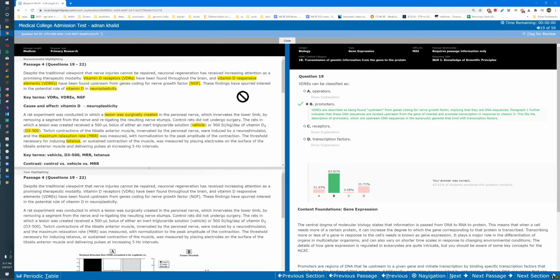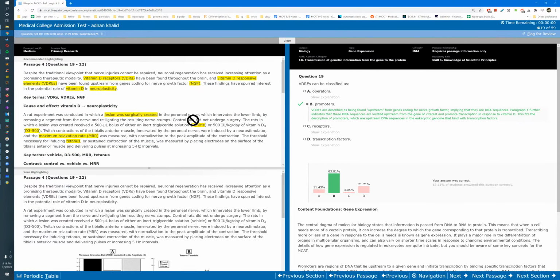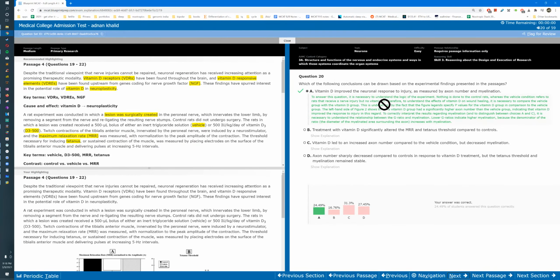Okay, this, I just looked at VDRs and Es upstream from genes coding for this. So that's basically going to be a promoter. Operator, no. Receptor, no. Promoters are just things that are upstream of the place where the gene is.